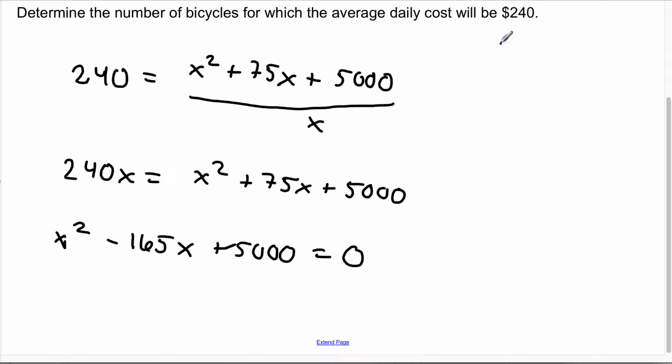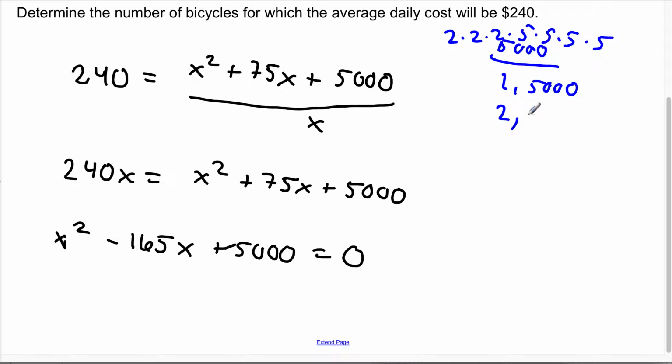So I'm just going to go into the method that we've been doing. So we have 5,000. So then you have 1 and 5,000. And 5,000 is what? 5 times 1,000. 1,000 is 10 times 10 times 10. So that's going to be 2 times 2 times 2 times 5 times 5 times 5 times 5. Okay. So we're looking for the pair that adds up to 165. So then we have 2 and 2,500. Can we do 3? There's no 3, but we can do 4. So 4 and 1,250. And you can use your calculators for a lot of this. You don't have to do it by hand. I'm just doing it by hand.